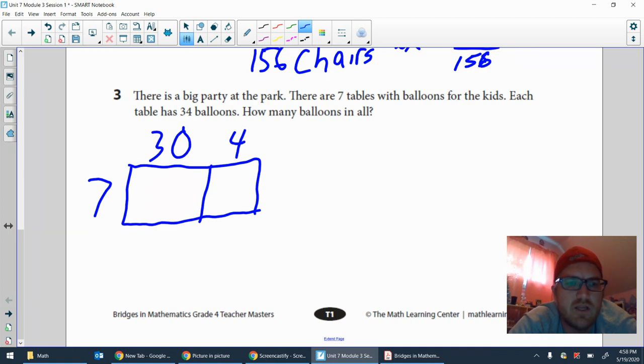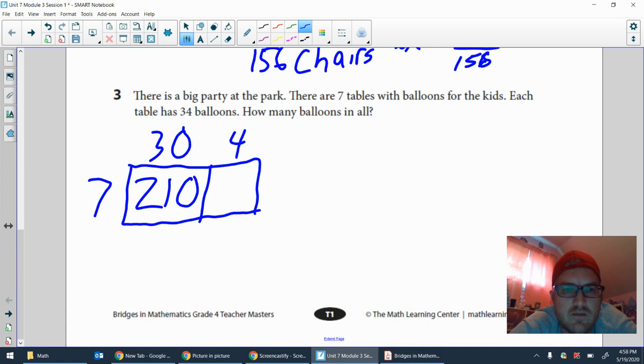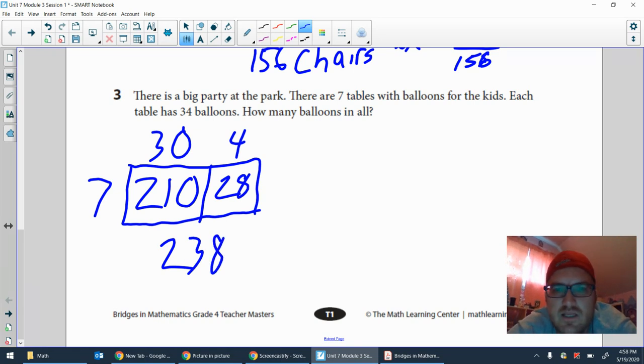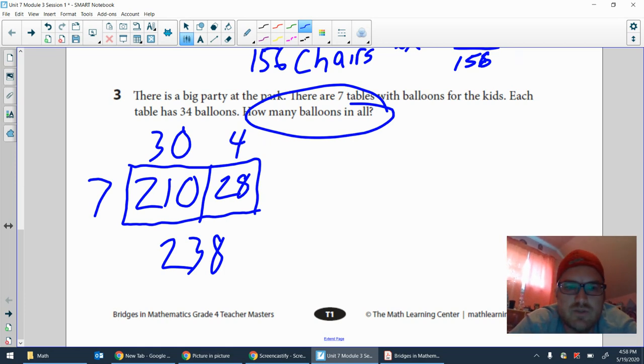So 7 times the 30, 7 times the 3 is going to be 21. But once again, it's actually 30, so it's 10 times bigger. And whenever we multiply by 10, we move over a spot. So there's our 0. And then 7 times 4 is 28. Now we have our total areas. We have 210. We have our 28. We put those together to get up to 238. And once again, the unit for this one, let's go back to that question part. How many balloons? It is balloons is what we were looking for there.